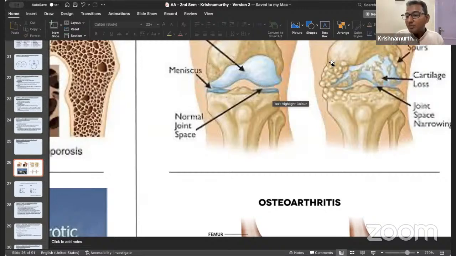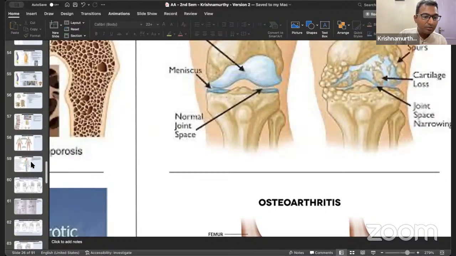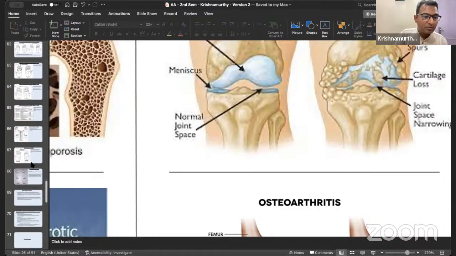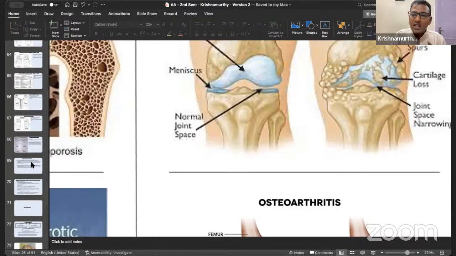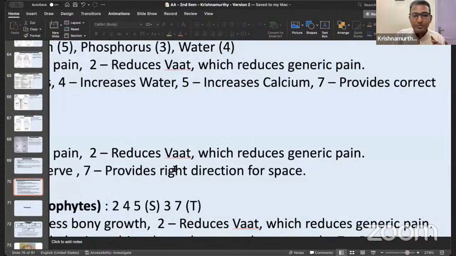Okay. Now, this also includes cartilage. I'm coming to it.